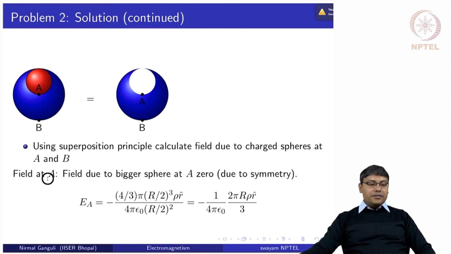Using principle of superposition, now you can calculate the electric fields at point A and point B. How do we do that? Field at point A would be due to the bigger sphere at A, and due to the bigger sphere, if we consider this point here A, that's at the center of the bigger sphere, so there won't be any electric field due to the bigger sphere here. And if we consider the contribution from the smaller sphere with negative charge, we can find out the electric field due to the negative charge of the smaller sphere as minus 1 over 4 pi epsilon naught times 4 pi R rho over 3 along r cap direction. That will be the magnitude of electric field at point A.